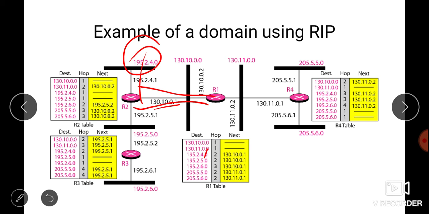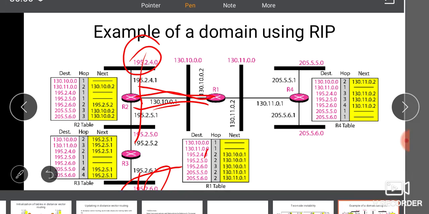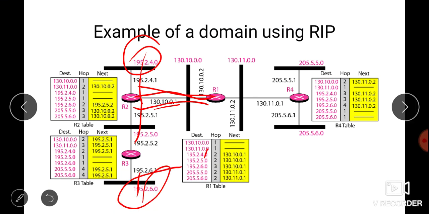Okay, 195.2.6.0, so this is the 195.2.6.0. So from R1 we have to go to this, so 1, 2 and 3, so the number of hop counts will be 3. And the next hop will be 130.1.0.0.2 1. Okay, so this is the table for R1. And likewise you can study all the tables. So this is basically the implementation of the distance vector routing algorithm.